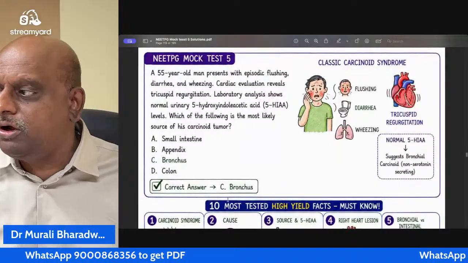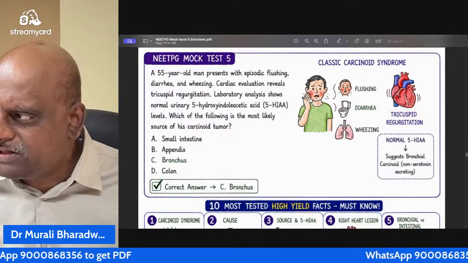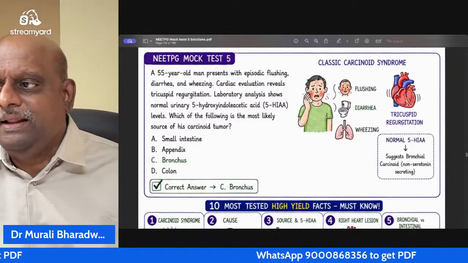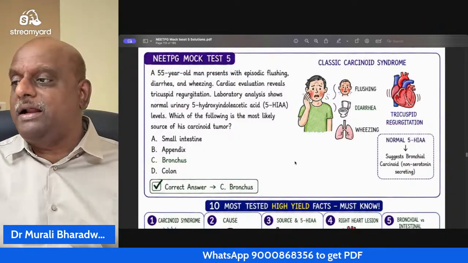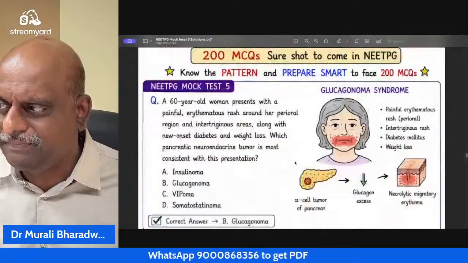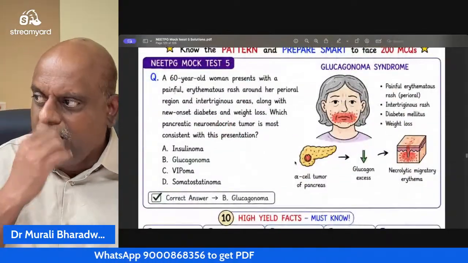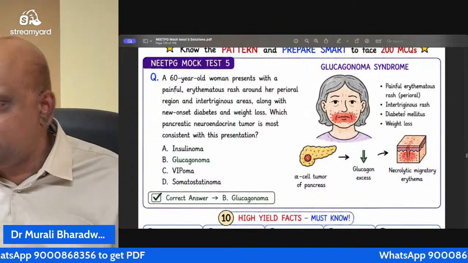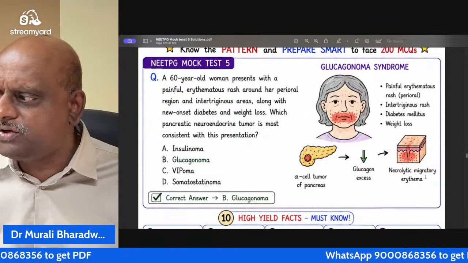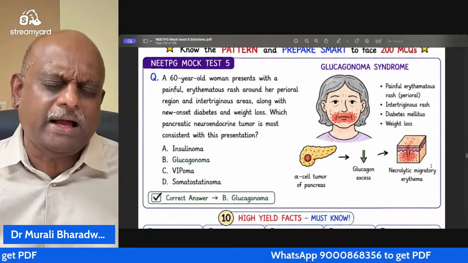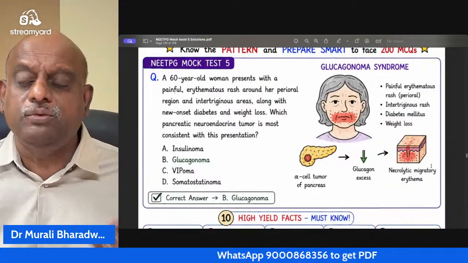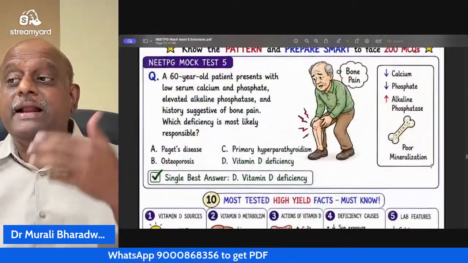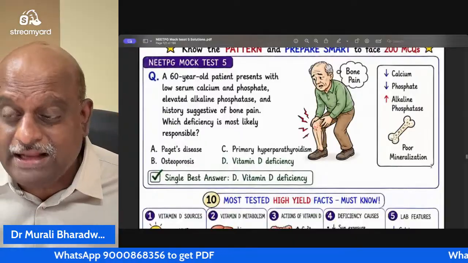Carcinoid tumor, most commonly, classically, flushing, diarrhea, wheezing, tricuspid regurgitation. They are all the features when bronchial carcinoid is present. So, painful erythematous rash, intertriginous rash, diabetes, weight loss, necrolytic migratory erythema is the typical feature which you see in case of glucagonoma.